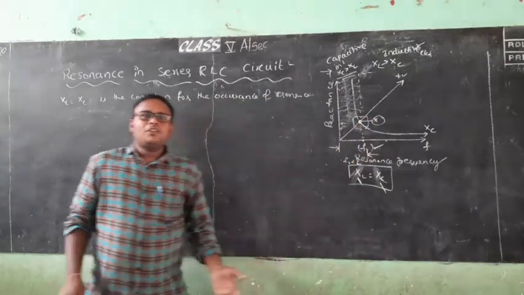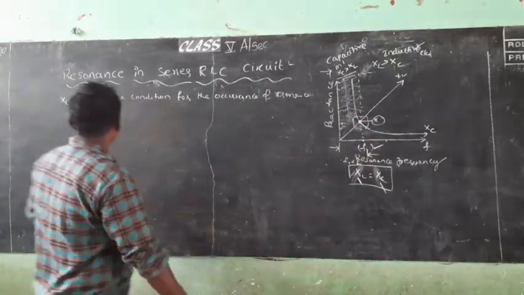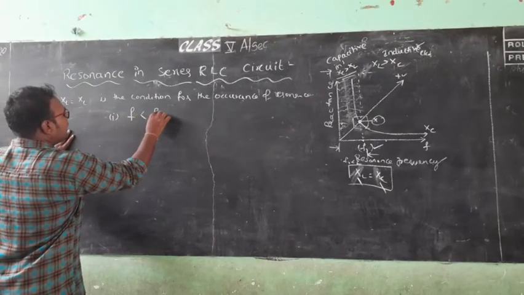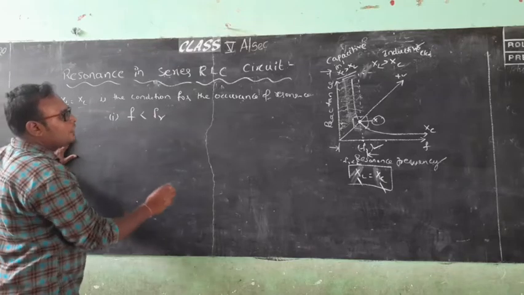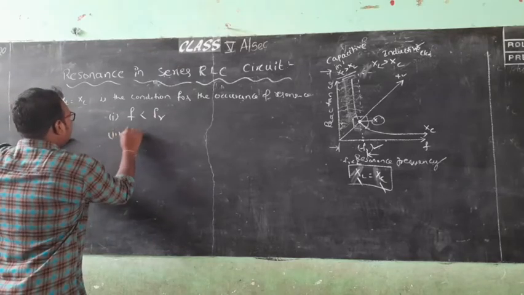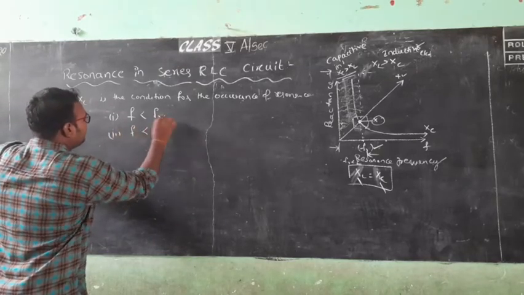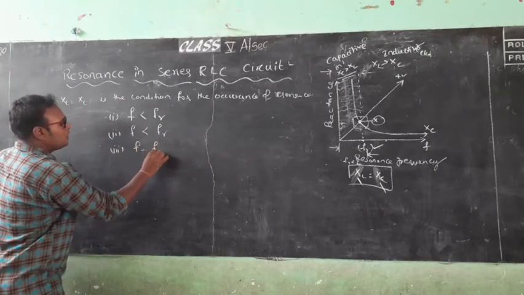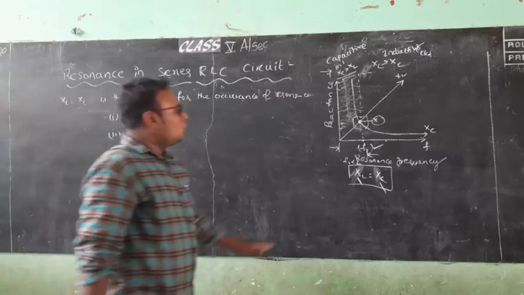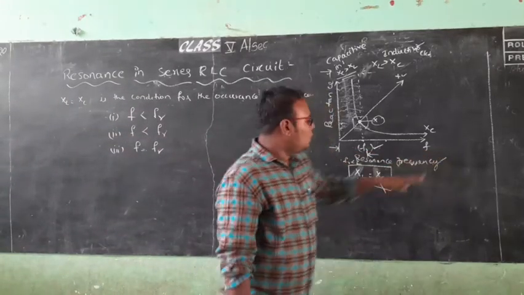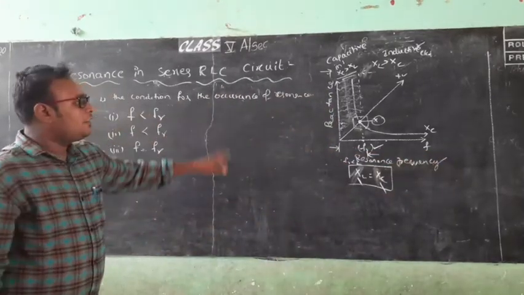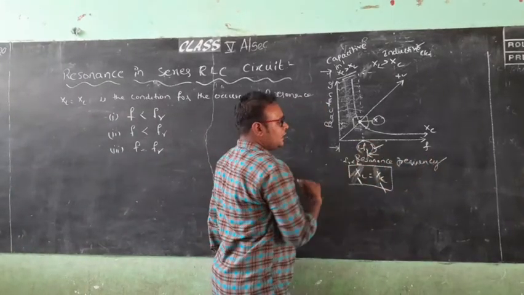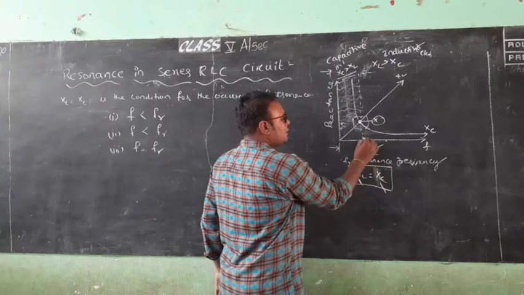Now coming to the frequency conditions, we have three conditions. First condition is F is less than FR, second condition is F is greater than FR, and the third condition is F is equal to FR. See here, this is the frequency F. Our first condition is F is less than FR. See what happens when F is less than FR. FR is here, this is the point FR.